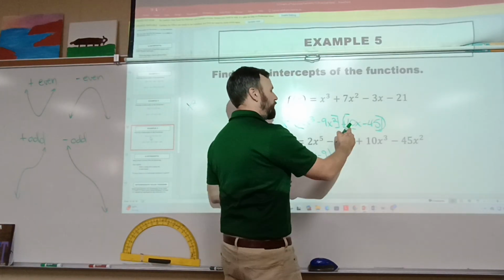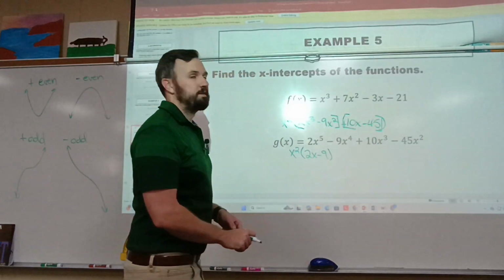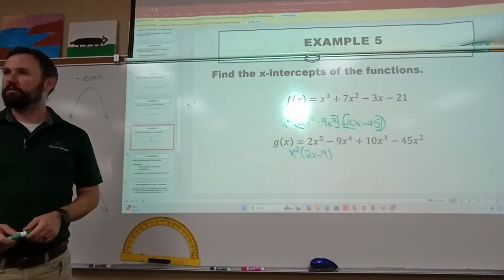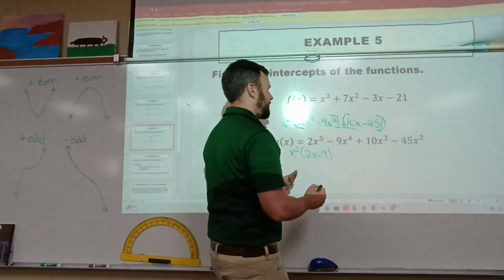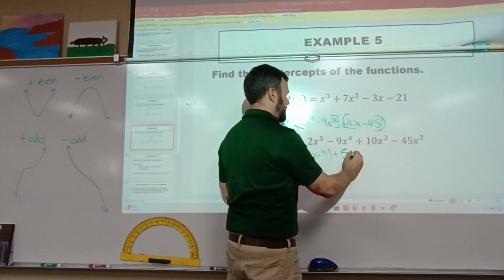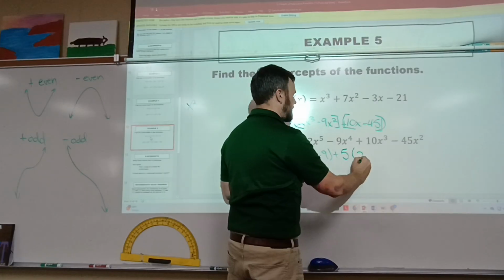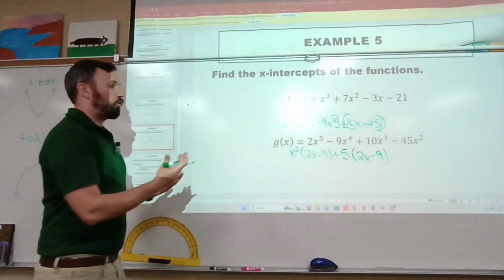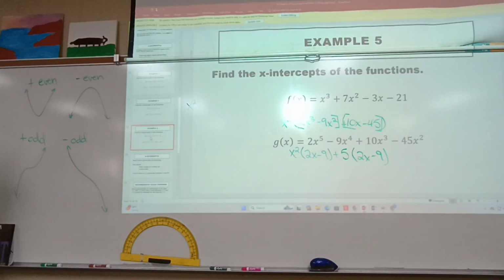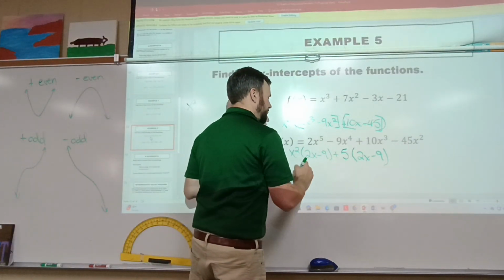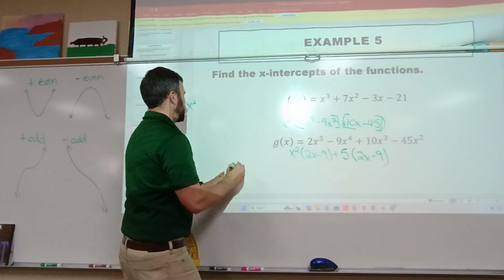All right. What do both these have in common? Only one has an x, right? What do they have in common, though? What can I pull out? A 5, right? Because what's 10 divided by 5? 2. Negative 45, negative 9. So when I did that, it worked, didn't it? I got it. Now we're good. We're actually really good. So now what can I do with this beast?